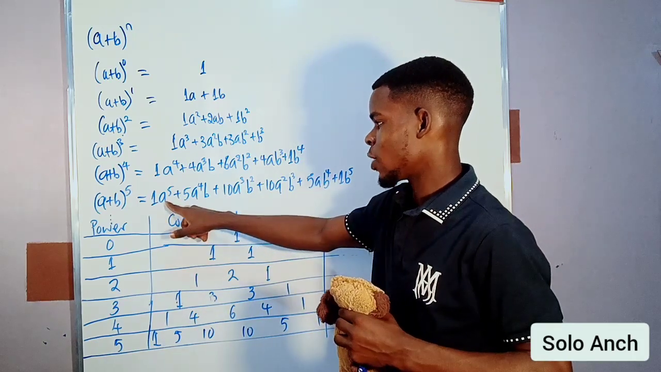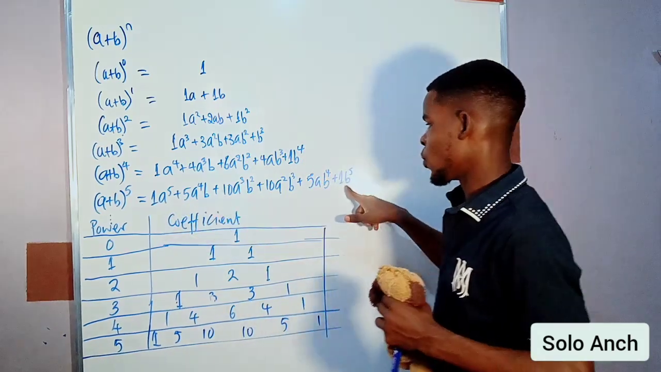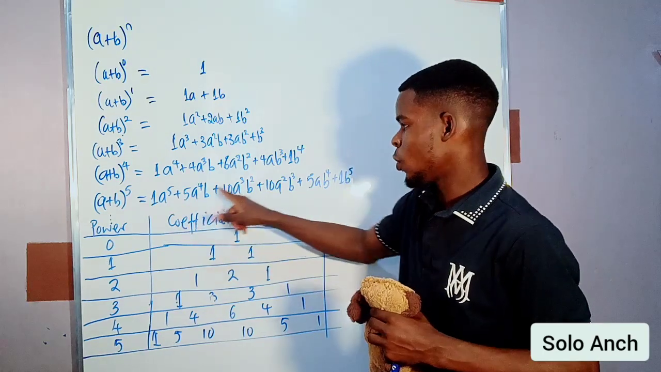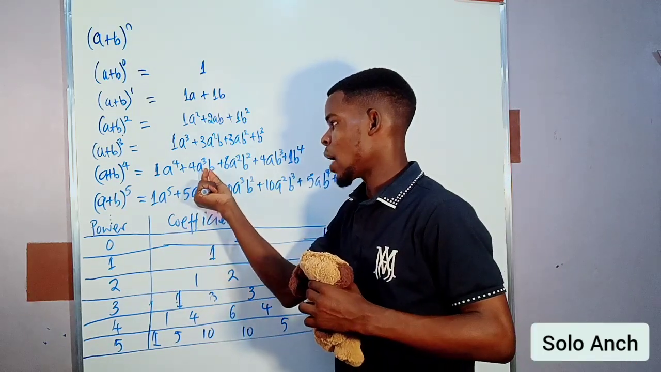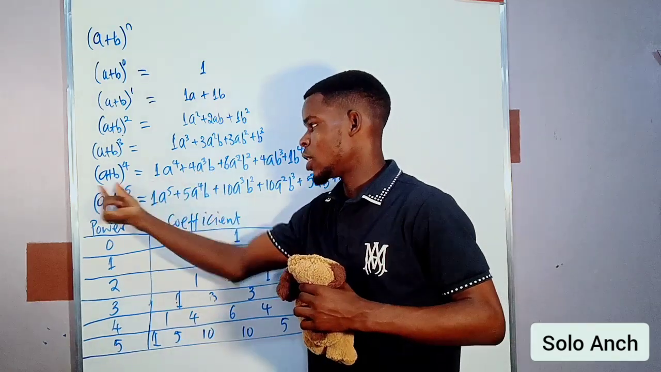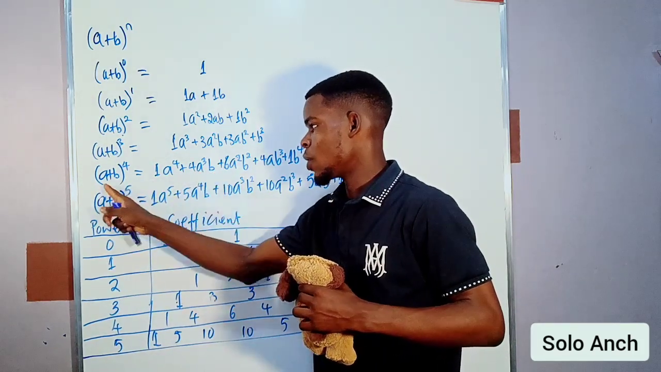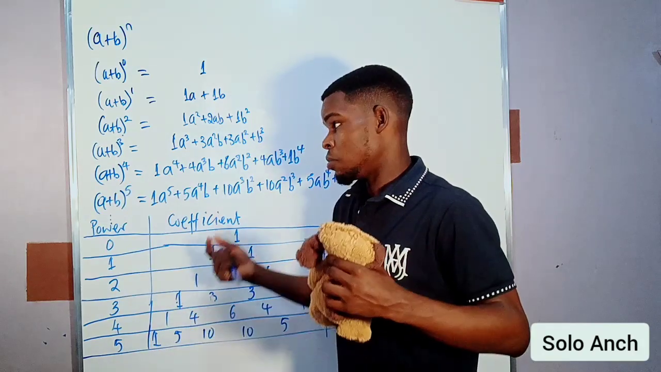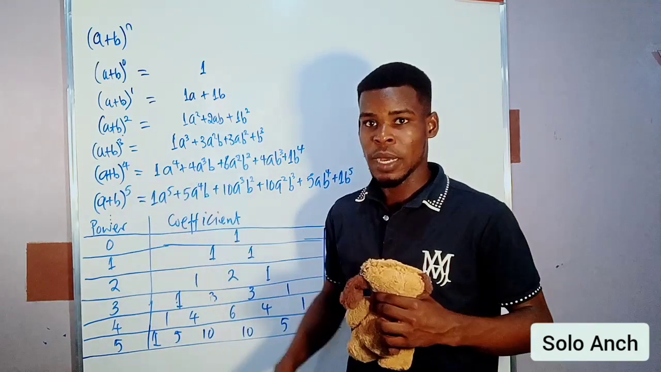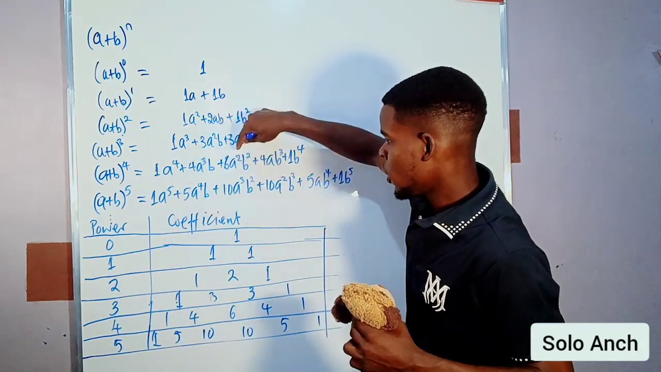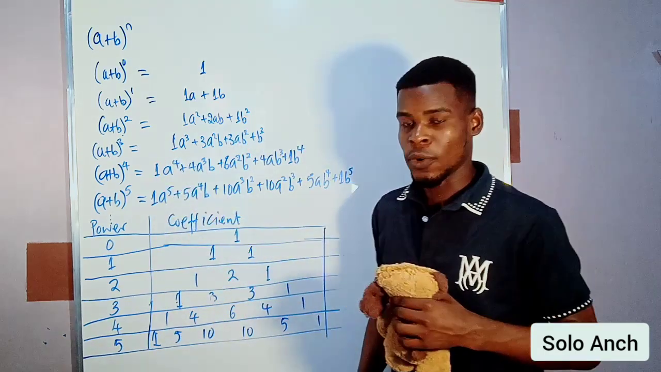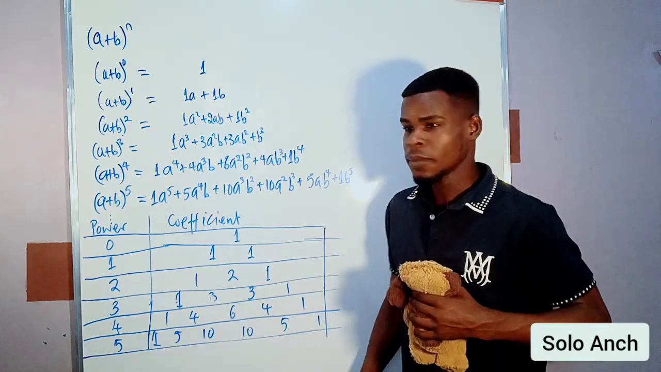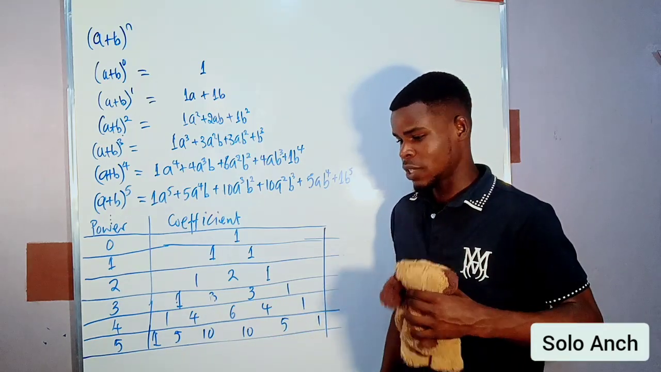You can observe the same thing over here. The power of a starts off with 5 and ends with 0, while the power of b increases from 0 up to 5. Such that for each term, the sum of the powers of these terms adds up to the entire power. Like 3 plus 1 is 4, 2 plus 2 is 4, 1 plus 3 is 4, and 0 plus 4 is 4. Same thing over here, and that makes sense. That's very interesting to know.